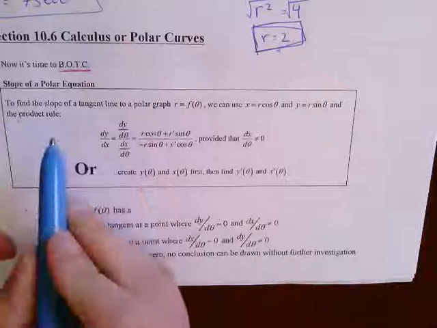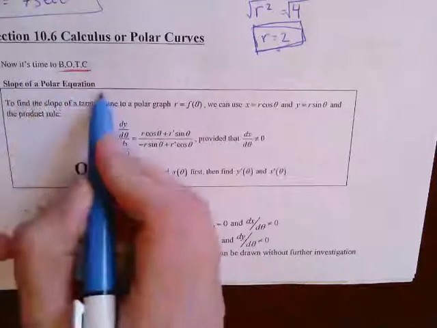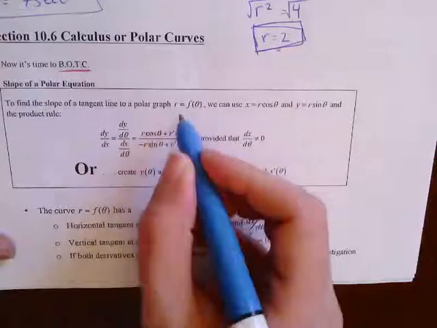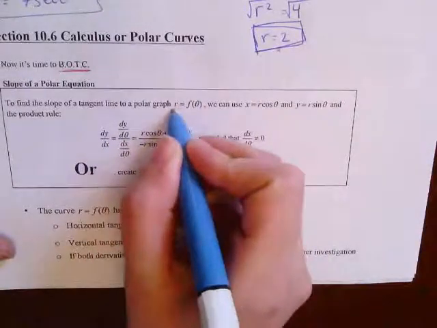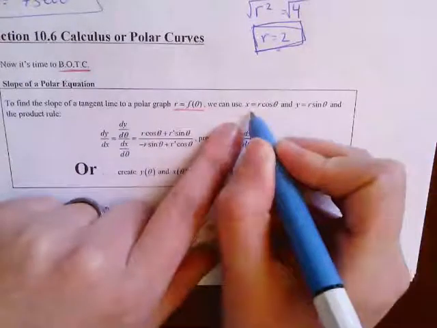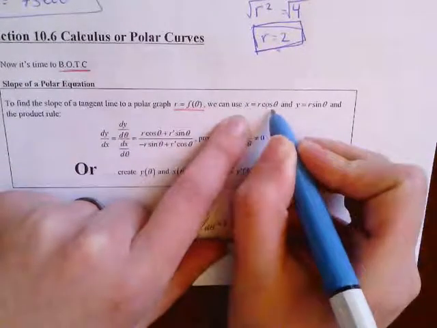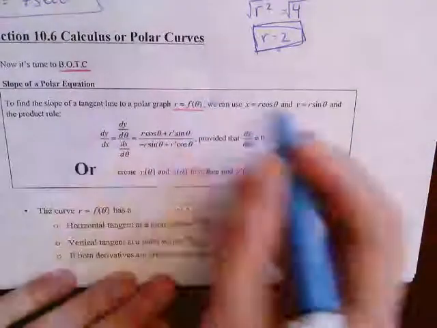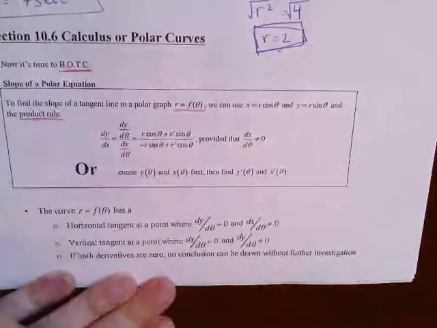Alright, so a few things. Slope of the polar equation. To find the slope of a tangent line to the polar graph, knowing that r equals f of theta, we use the two polar equations. So you change x to r cosine of theta, y becomes r sine of theta, and the product rule.